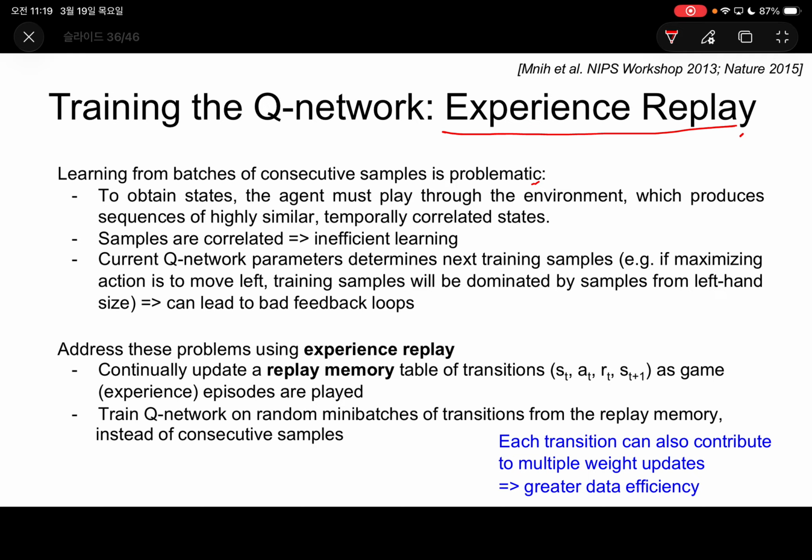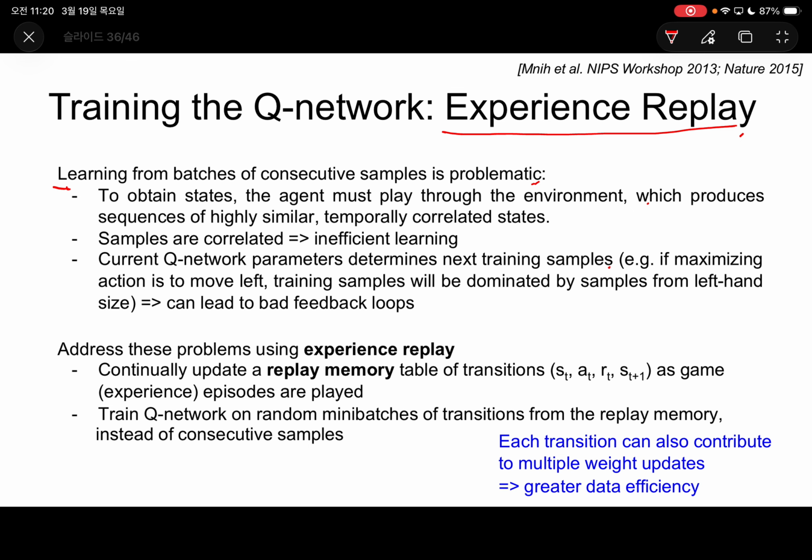So that is about this one. Learning from batches of consecutive samples is problematic. To obtain states, the agent must play through the environment, which produces a sequence of highly similar, temporally correlated states, right? The samples are correlated, the sample inputs are always correlated, so it is inefficient learning, because the network always sees almost similar things, but it is not trained on some scenario, some episode with totally different states. It is always trained on very similar states.